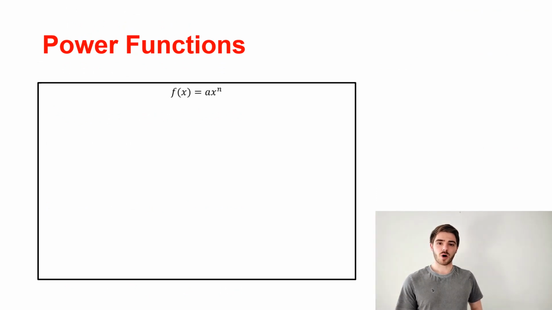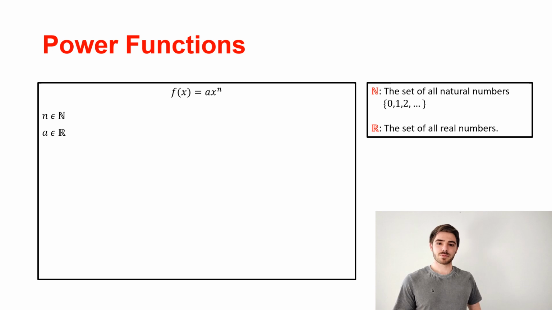The general form of a power function is ax to the power of n, where n must be a natural number and a can be any real number. The letter x is the input variable. Now, we know this because the function is called f of x. The function is named f and its input variable is x. Any other letters in the function are just treated as constants. That is to say, they don't change over time like the input variable does.